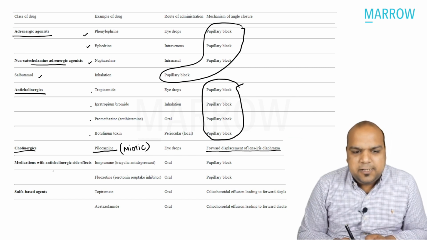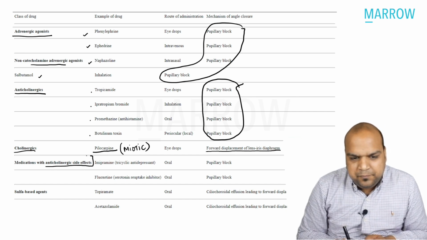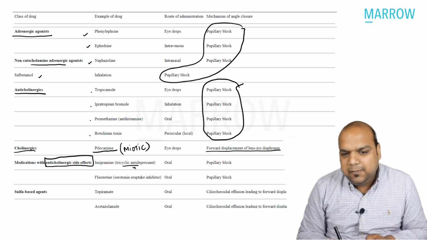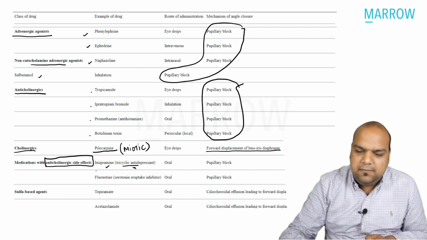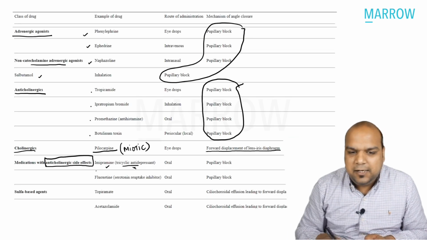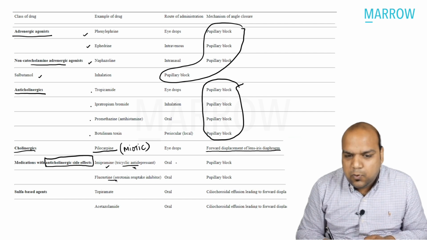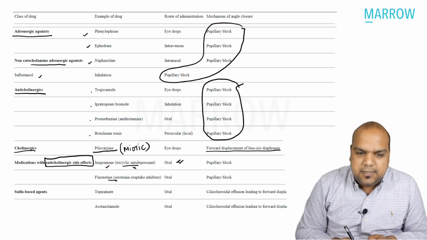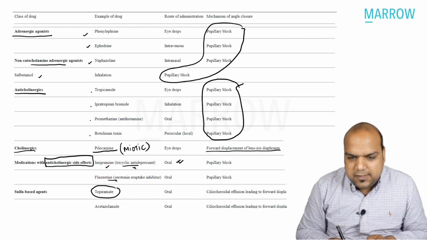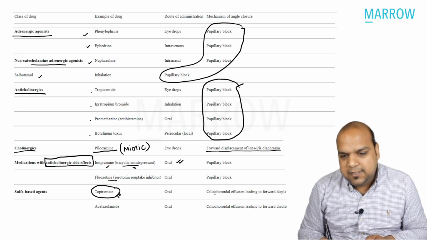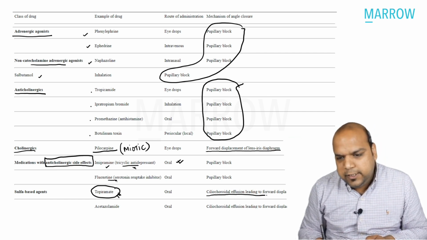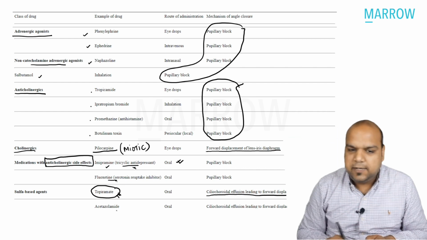Now, medications with anticholinergic side effects. This is where our question was based, everybody. Tricyclic antidepressants. Here imipramine is given. We have just discussed amitriptyline. Fluvoxamine SSRI, as I told you, it can also cause it, but less likely. Then sulfa-based agents like topiramate. Questions have been asked previously. What is the mechanism? Ciliochoroidal effusion leading to forward displacement of lens iris diaphragm.